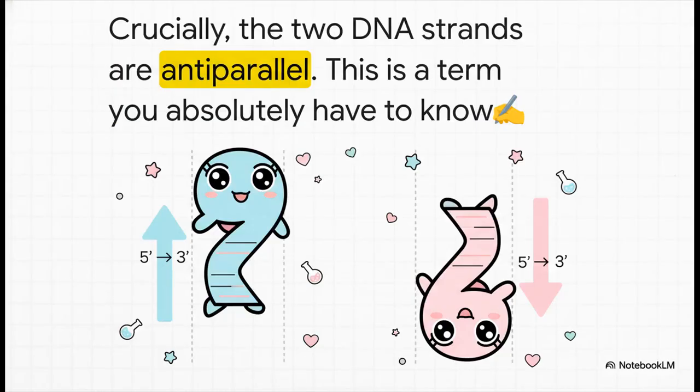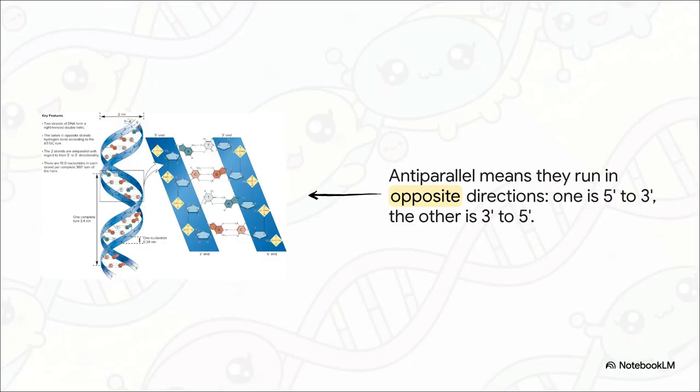Okay, this next part is absolutely 100% crucial. You have to get this. The 2 DNA strands are anti-parallel. It's a term you just got to know for your exam. And it's all about how those 2 strands are lined up next to each other. So what does anti-parallel actually mean? It just means they run in opposite directions. It's like a 2-lane highway.